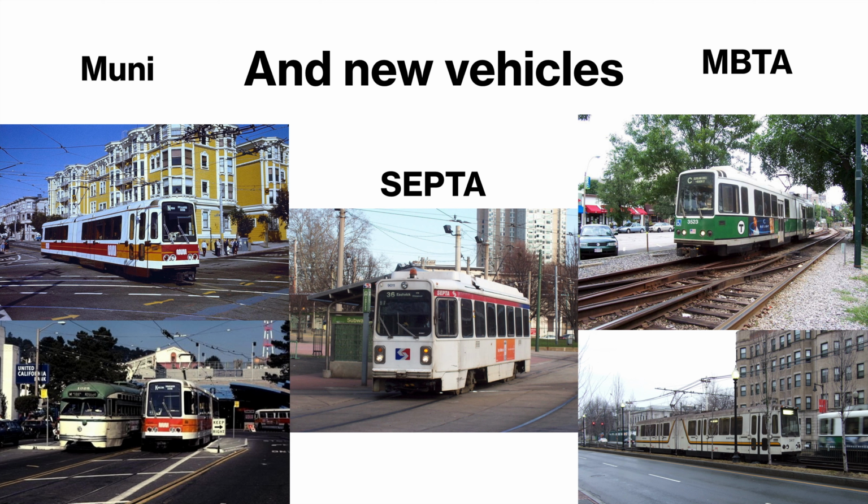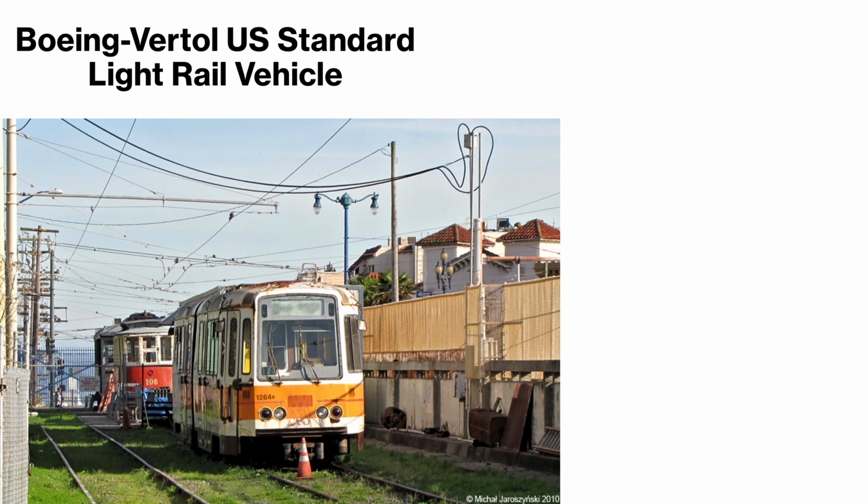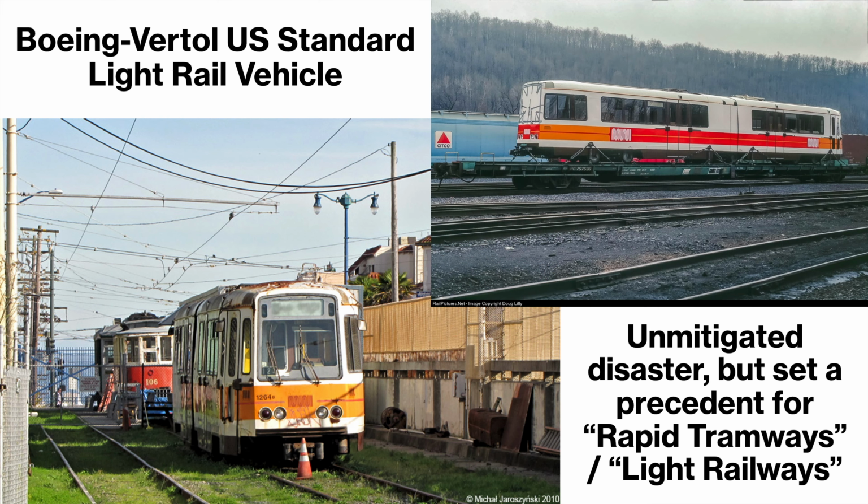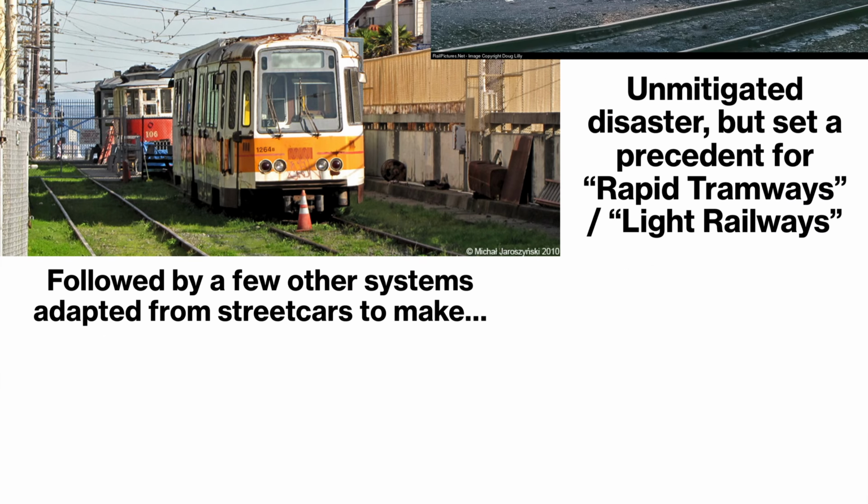but Muni and the MBTA both decided to buy something called the U.S. Standard Light Rail Vehicle by Boeing Vertol, which was an unmitigated disaster. Literally, the factory could not deliver new vehicles fast enough for the maintenance departments to rob them of replacement parts. It was very bad, but they did set a precedent for so-called rapid tramways, or more British-style light railways.